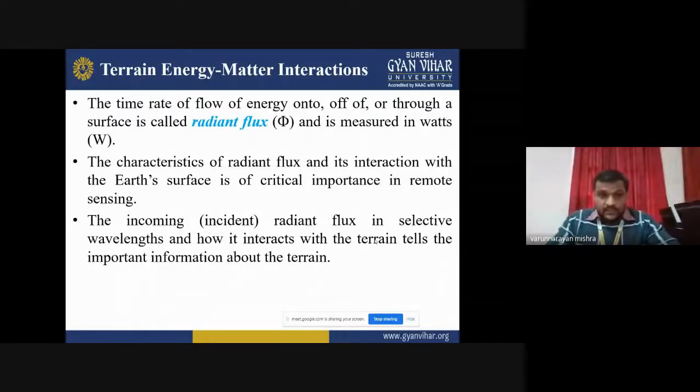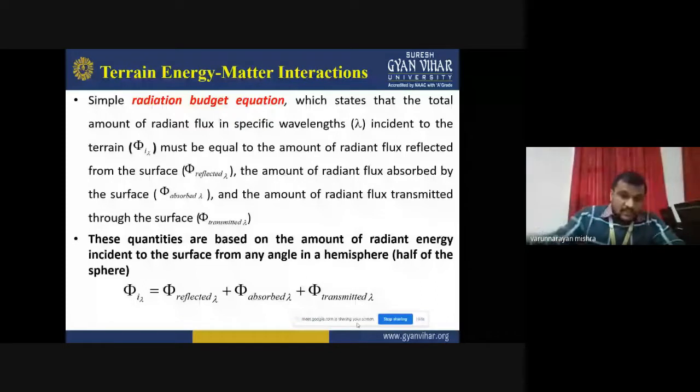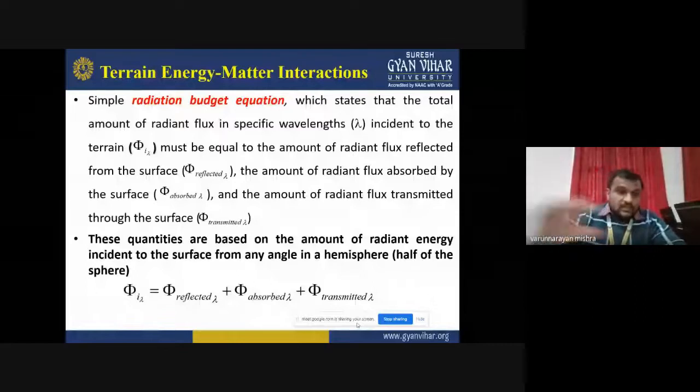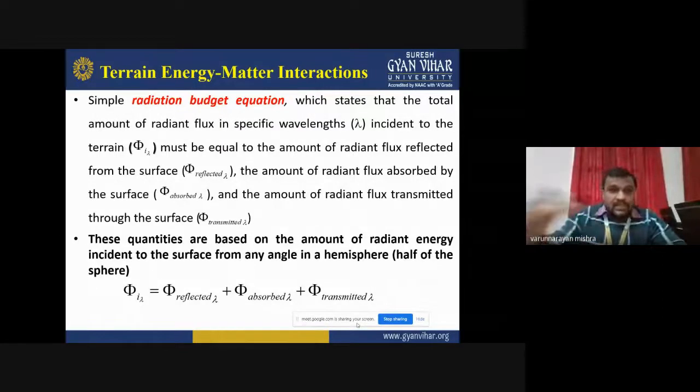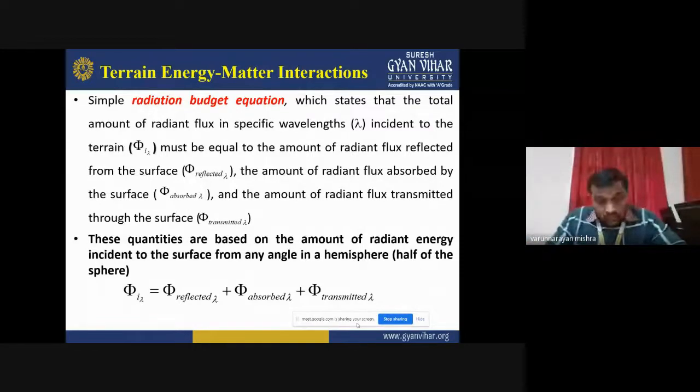And this is the equation that tells us the total radiant flux is equal to the amount of energy that is reflected, absorbed, and transmitted at a certain wavelength. This is the simplest equation of terrain energy matter interaction, known as the radiation budget equation. The total amount of radiation coming from the sun will be equal to the total reflected energy, absorbed energy, and transmitted energy. But this is the ideal condition. It is not possible every time to get the exact total amount of incoming radiation and outgoing radiation.